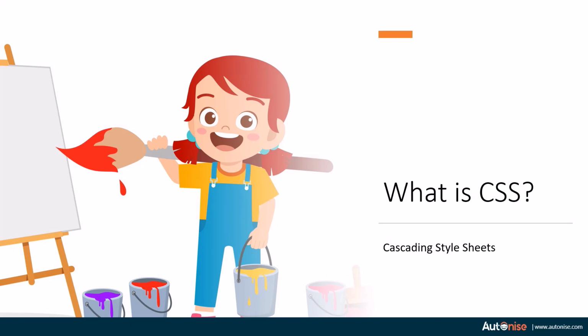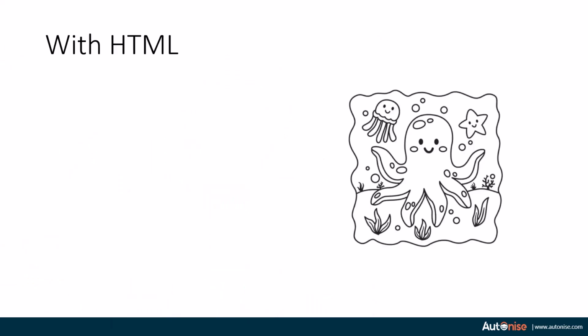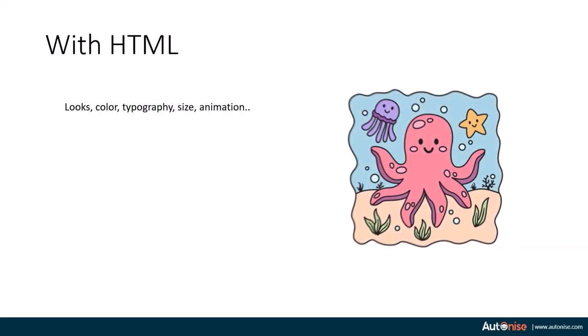So what is CSS exactly? CSS stands for Cascading Style Sheets and it is used to design your website. With HTML, your page would look like this. But with CSS, you can improve the looks, the color, the typography, size, and animation of a website.